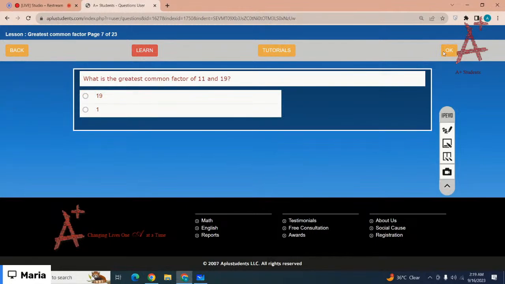Okay, what is the greatest common factor of 11 and 19? So which is the correct option? The correct option is 1. How do you know? Just look at both the numbers. 11 is a prime number, right? And 19 is also a prime number. So prime numbers have only two factors, 1 and the number itself, right? So that means they do not share any common factor other than 1. So the correct option is, very good, that is 1.